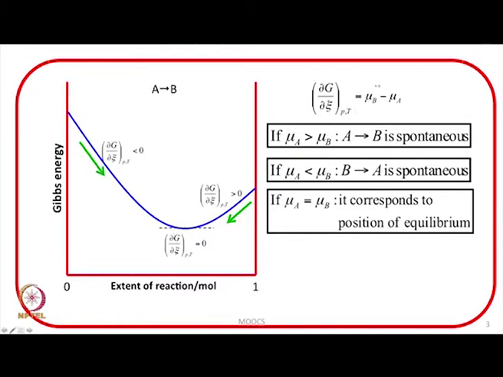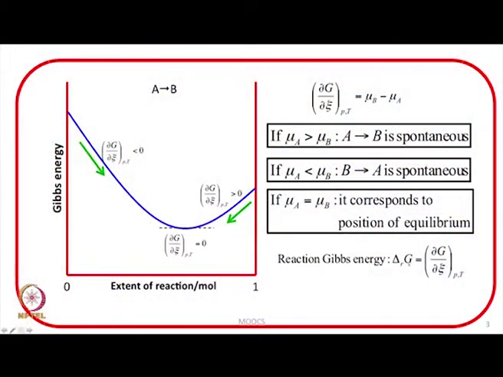So, it is this chemical potential of the reactants and the products which will decide in which direction the reaction will go. Whether the reaction will be spontaneous from A towards B, or spontaneous from B towards A, or the composition corresponds to equilibrium. And this slope is called reaction Gibbs energy.